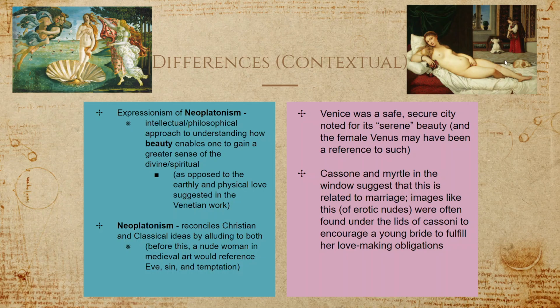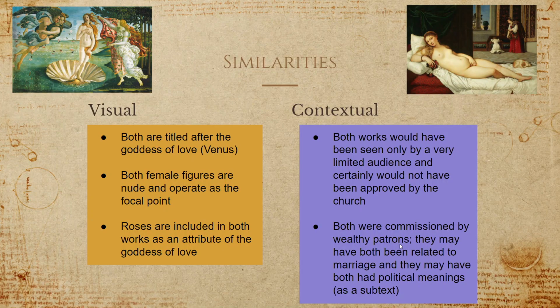We have Cassone and Myrtle in the window, right there, suggesting that this is maybe related to marriage. You would find, this is weird, images like this of erotic nudes were left under lids of cassoni to encourage young brides to fulfill her love-making obligations. So basically tiny like erotic pornographic pictures to be like, hey, make the babies. Yeah, being a woman in this time period is real great. And then, so it's kind of referencing that.